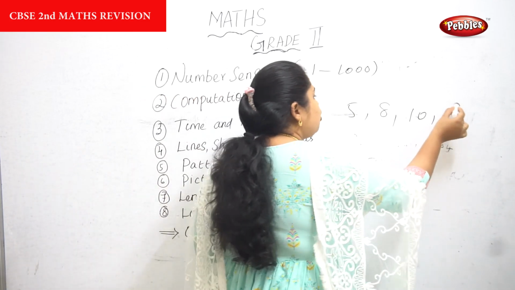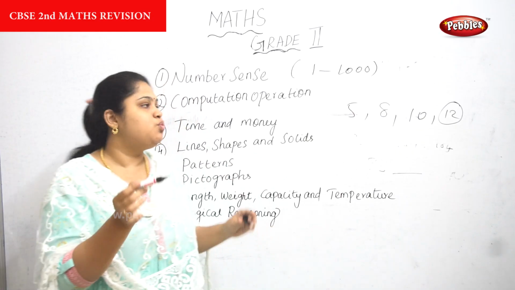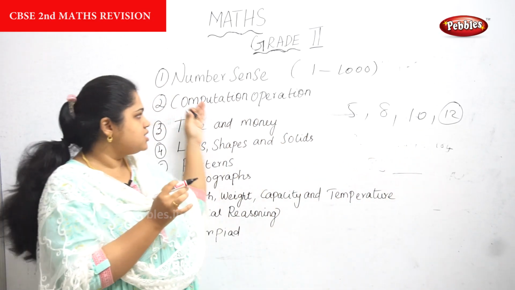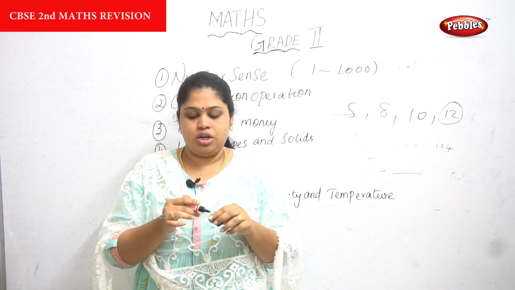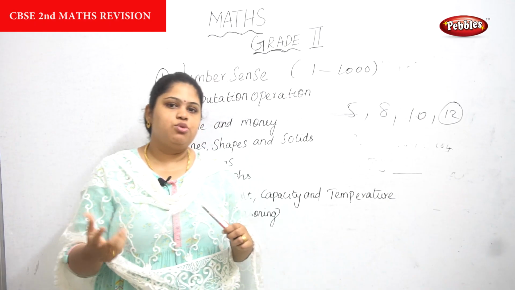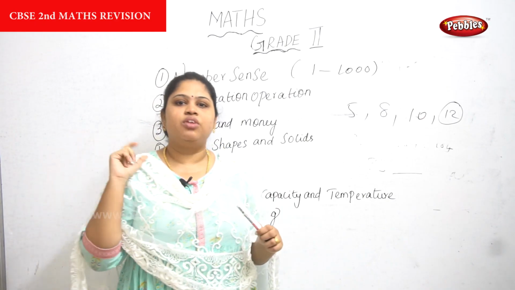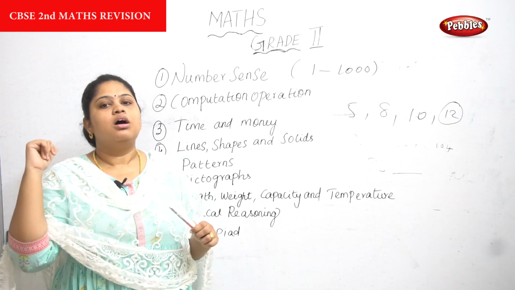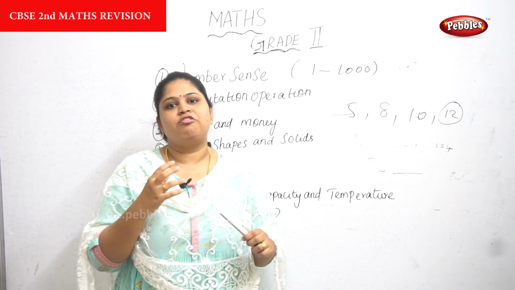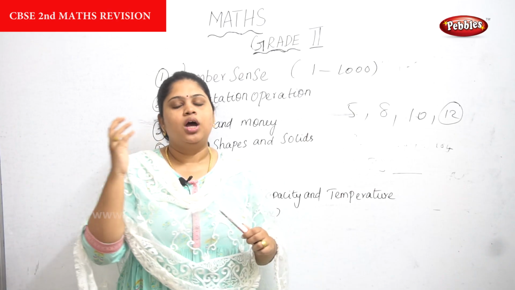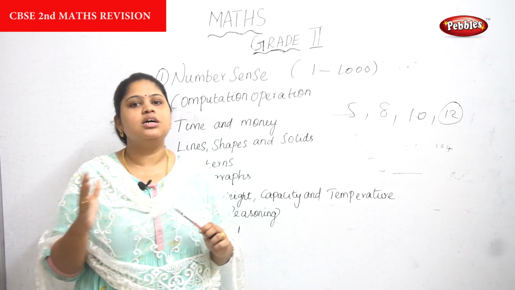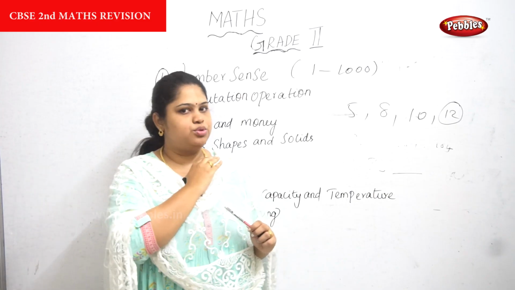So in number sense, we have seen only number patterns, isn't it? Number patterns. When it comes to the computation operation, we have seen some picturized problems, which one is greater. For example, a pen and an eraser: the cost of the pen is 2 and the cost of the eraser is 5. So regarding this, we have seen such kinds of problems in computation operation.